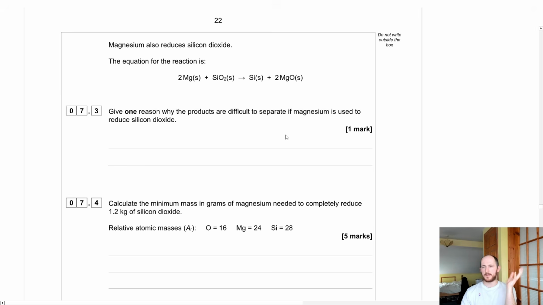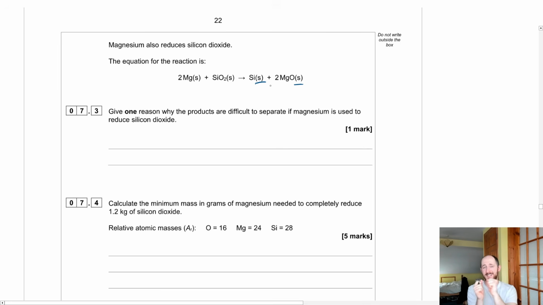So, what makes products difficult to separate? It's only really one thing. It's what state they're in. Generally speaking, it's easier to separate two things that are different states. So a liquid and a gas, easy to separate. Solid and a gas, easy to separate. Solid and a liquid, easy to separate.